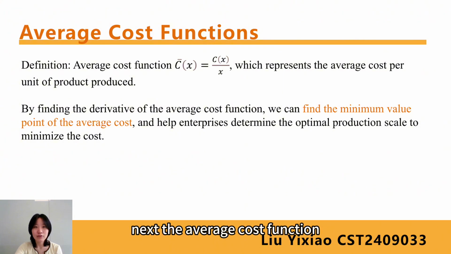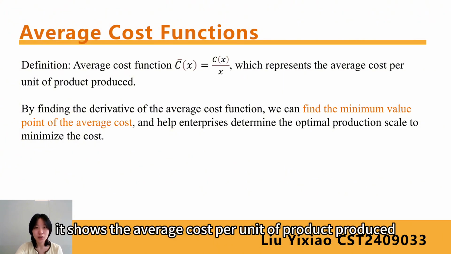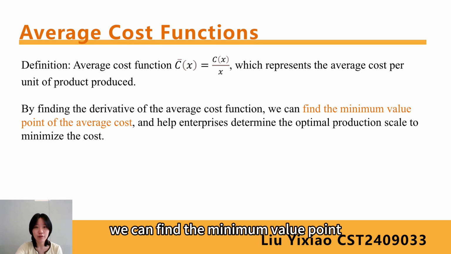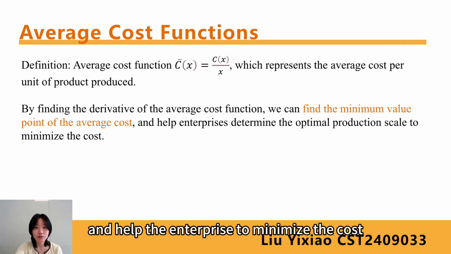Next, the average cost function. It shows the average cost per unit of product produced. By finding the derivative of the average cost function, we can find the minimum value point of the average cost when the derivative equals 0, and help the enterprise to minimize the cost.